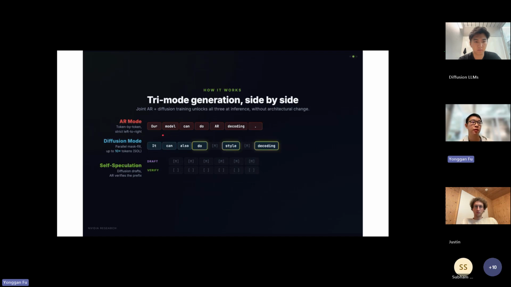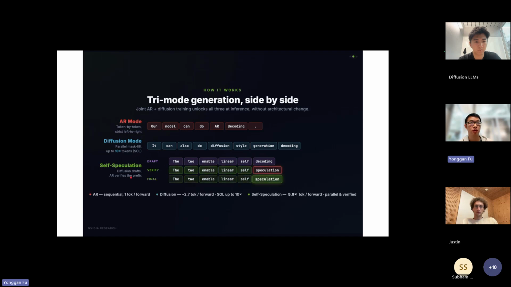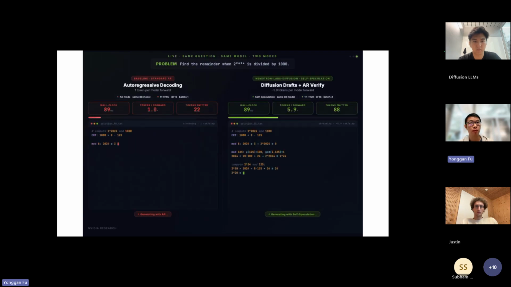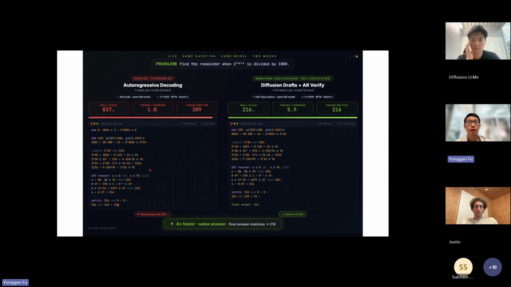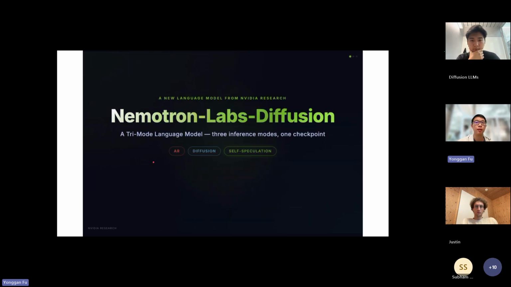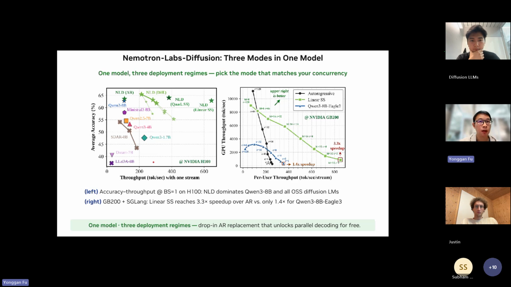AR mode is just like from left to right. Diffusion mode is iteratively denoising mask tokens into normal tokens. And self-speculation is a combination of the two, using diffusion to draft and AR to do verification. And it's kind of a two-forward process to denoise one block. And we already support our model in SGLang, and the SGLang implementation is also publicly released, and it can achieve 4x speedup in SGLang when measured on GB200 GPUs.